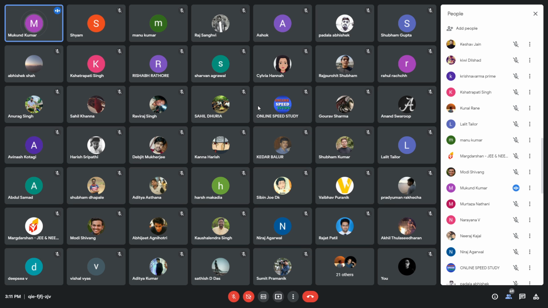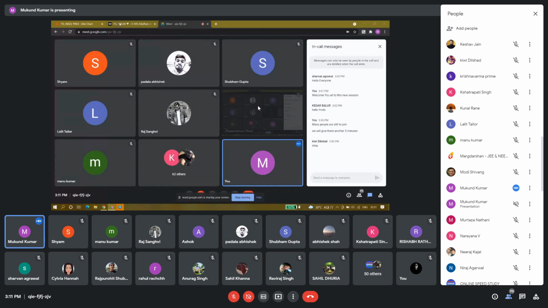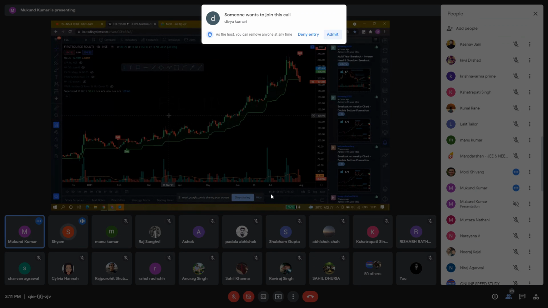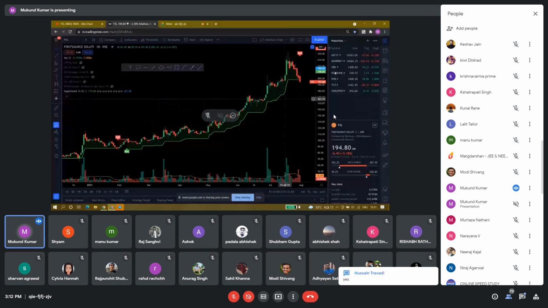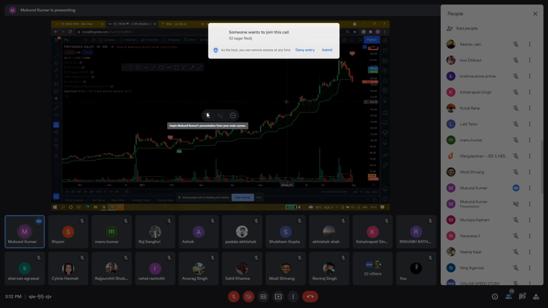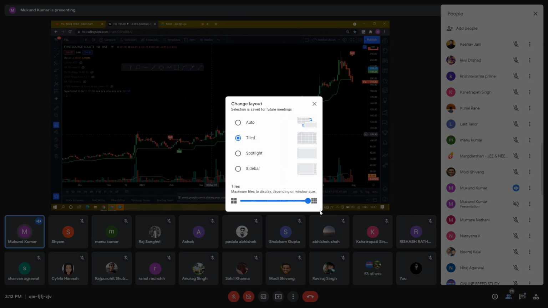So now, moving back to our chart. Is my screen visible? Yes, okay. So we are here on this TradingView chart. We will see how to use this on intraday basis. I have already explained how we can use this for swing and positional trades. So now let us see how we can use this in intraday cases.